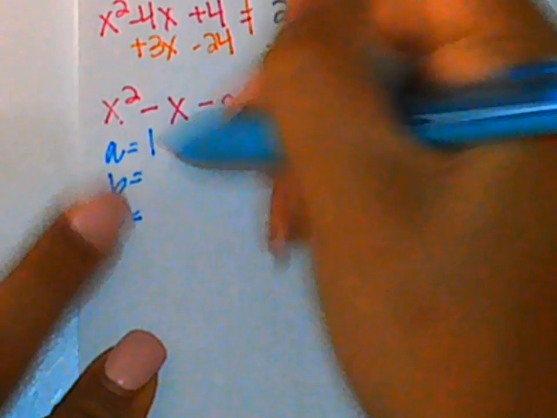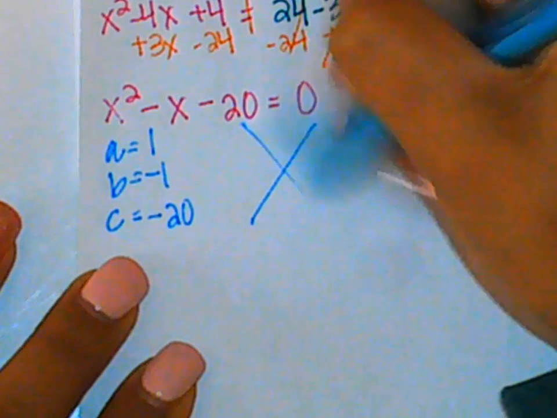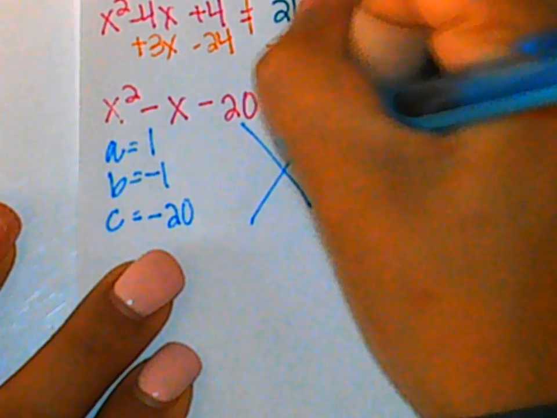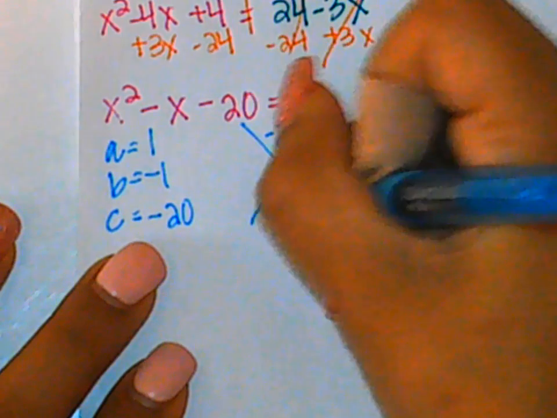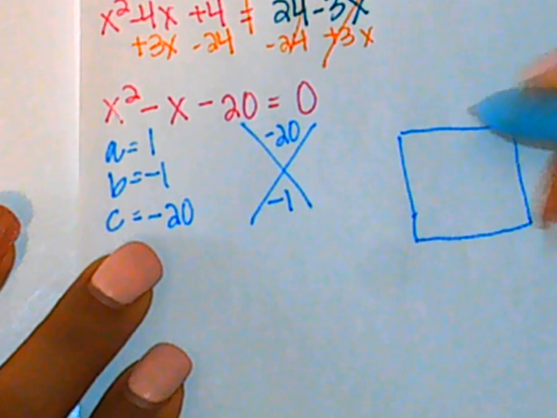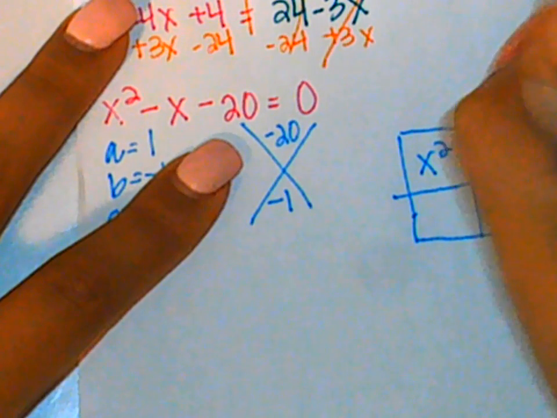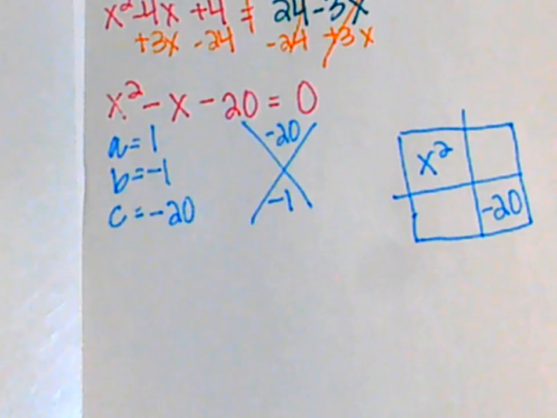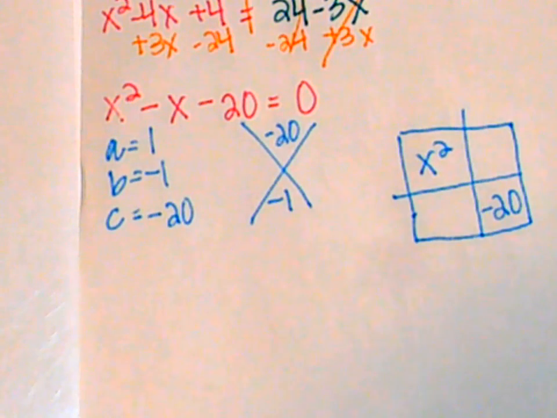A, B, and C. So 1, negative 1, and negative 20. A times C goes on top, so negative 20. And then at the bottom, I have my B. Use my area model. The first term goes in the first box. The last term goes in the last box. Now I want to look for two numbers that multiply to give me negative 20, but add to give me negative 1. And those will be the numbers that I put in here.